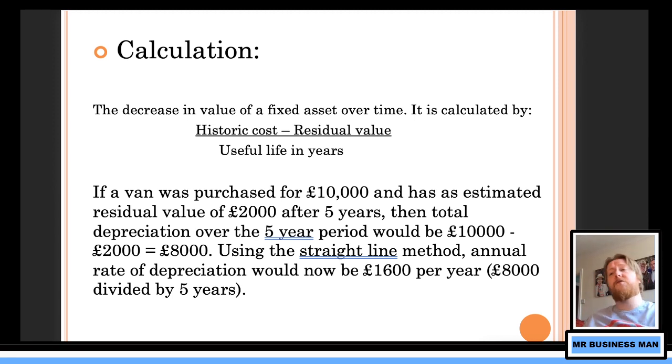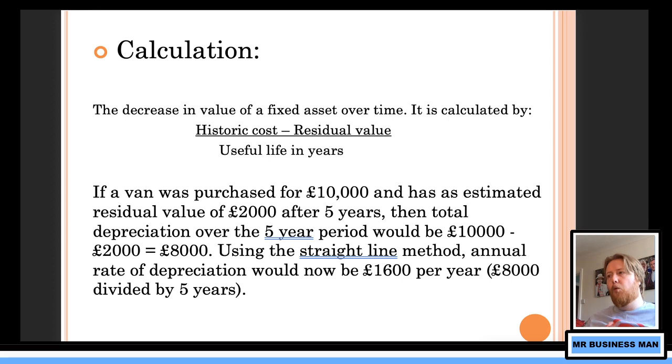So if a van was purchased for £10,000 and has an estimated residual value of £2,000 after 5 years, then the total depreciation over 5 years would be 10,000 minus 2,000 equals 8,000. Using the straight line method, annual rate of depreciation would now be £1,600 per year, 8,000 divided by 5 years. Does that make sense? And remember, you might not necessarily get £2,000 for it at the end of it, and it depends on how long you're going to have it for and things like that.